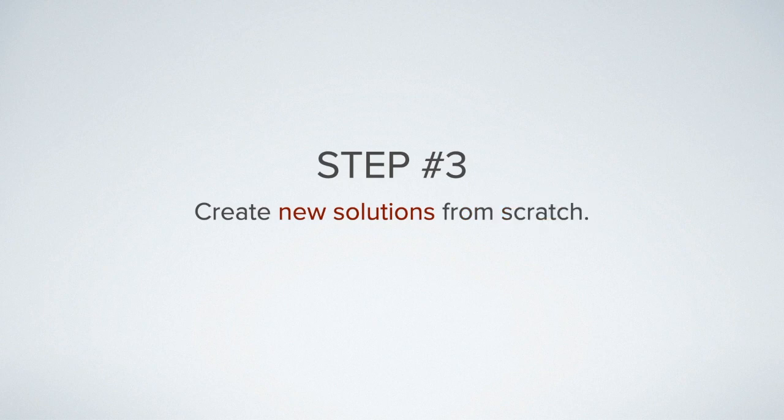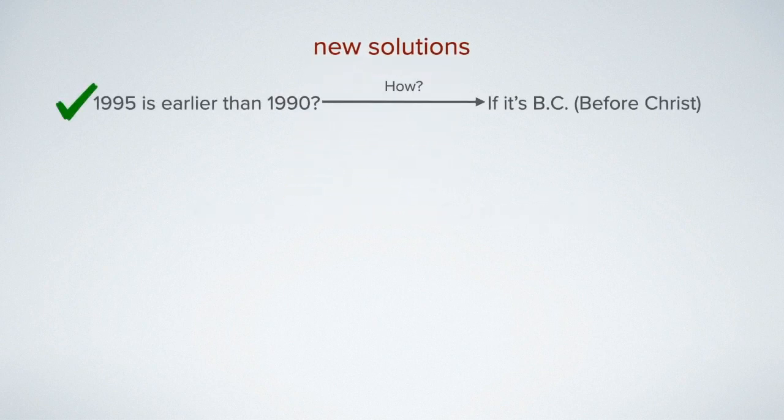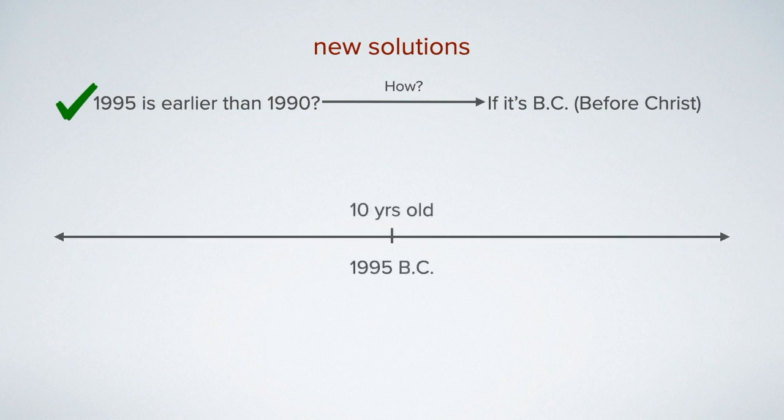Step number 3, create new solutions from scratch. So from our first principle that we defined in step 2, we can now solve the problem, right? Well, if it's BC, 1995 BC, the person is 10 years old, and 1990 BC, that's later than 1995 BC, it's logical that the person would be 15 years old, right? And that means the person was born at 2005 BC. Problem solved.